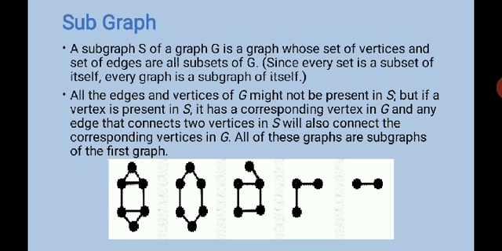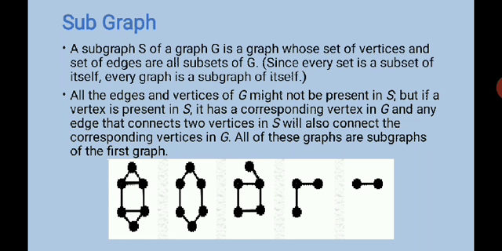Subgraph. A subgraph S of a graph G is a graph whose set of vertices and set of edges are all subsets of G. It means the vertices and the edges will be a subset of the main graph. All the edges and vertices of G might not be present in S. But if a vertex is present in S, it has a corresponding vertex in G, and any edge that connects two vertices in S will also connect the corresponding vertices in G. All of these graphs are subgraphs of the first graph.